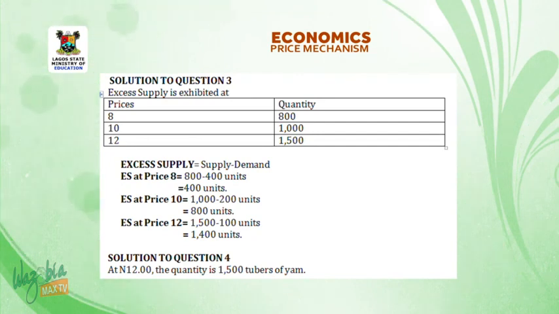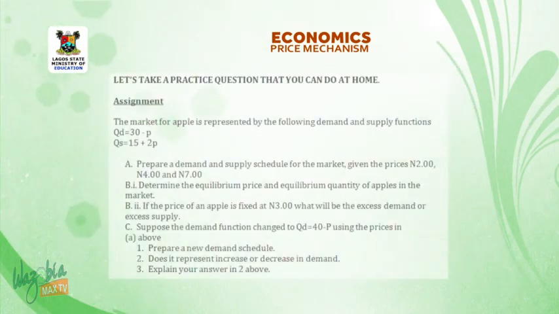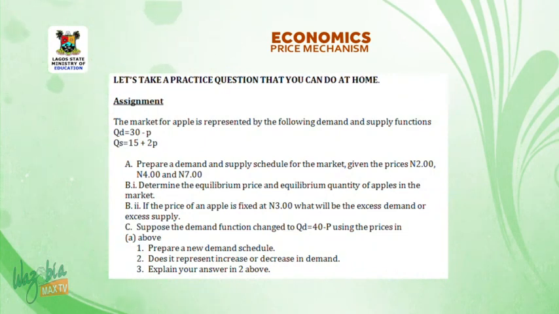And the final answer to the final question: at price 12, the quantity is 1,500 tubers of yam. Let's take a practice question that you can do at home.